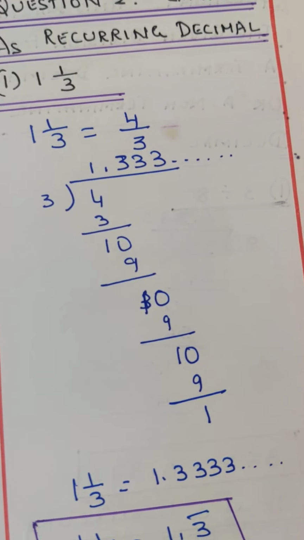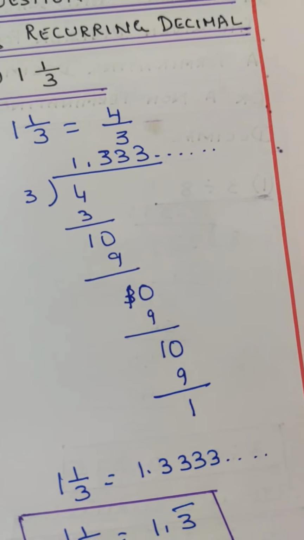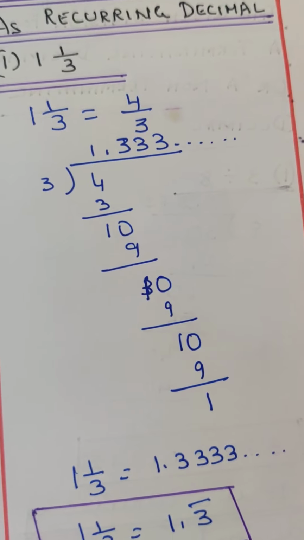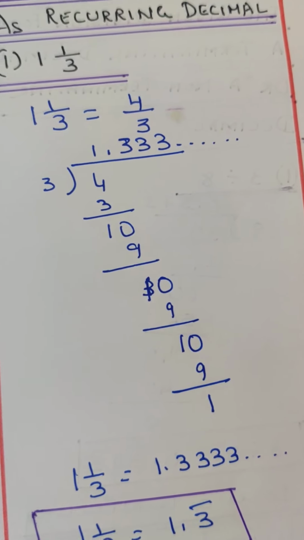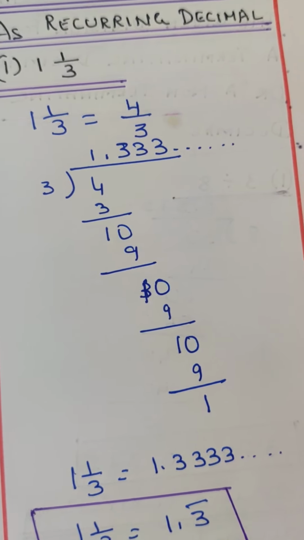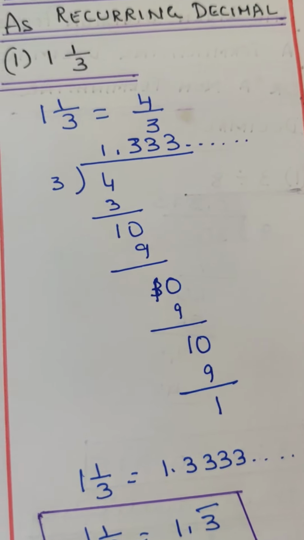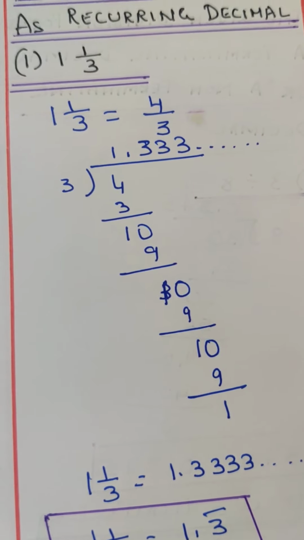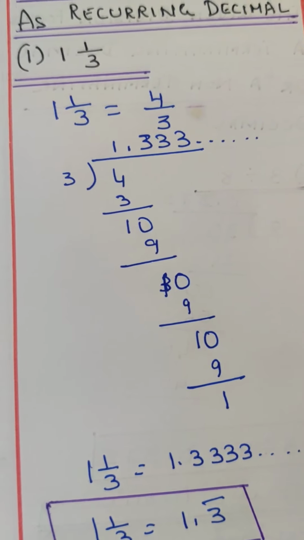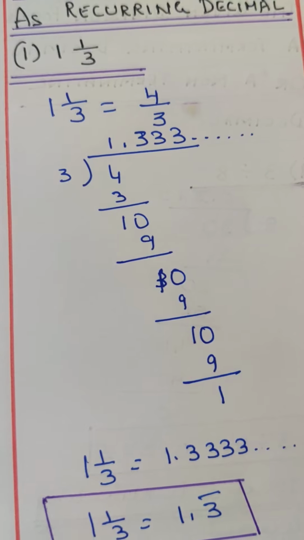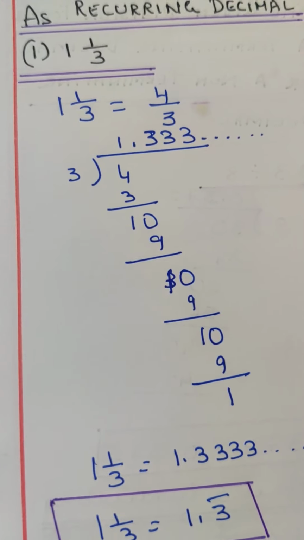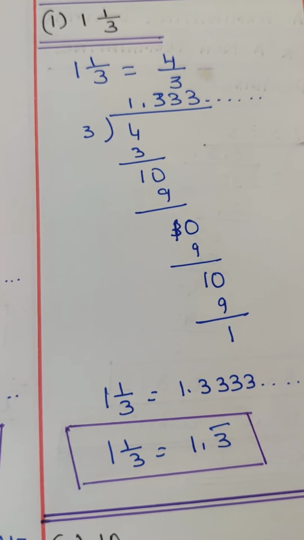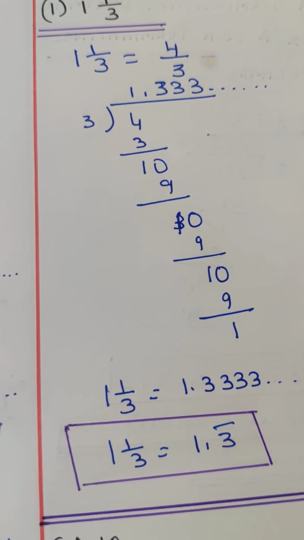3 ones are 3 and 1 is the remainder. Since you don't have any other number, you put a point and get a 0. Again 3 threes are 9, again 1 is the remainder, and it goes on infinite times. So 4/3 can be represented as 1.33333. That is, 1 1/3 is equal to 1.3 with a bar on the 3. Alright, so hope this is clear.